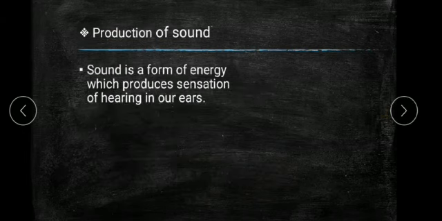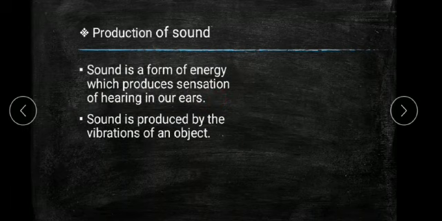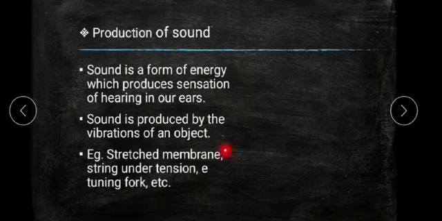So let's start with the production of sound. Children, sound is a form of energy which produces sensation of hearing in our ears. Sound is produced by the vibrations of an object. Example: stretched membrane, string under tension, tuning fork.